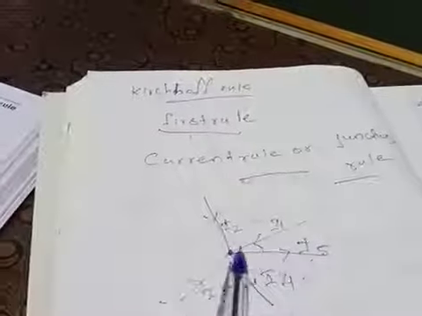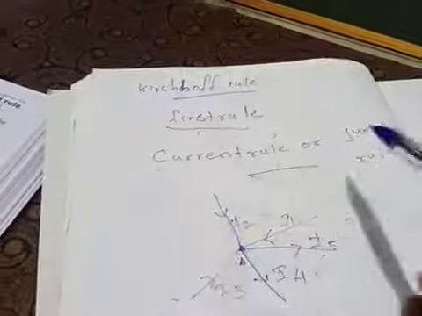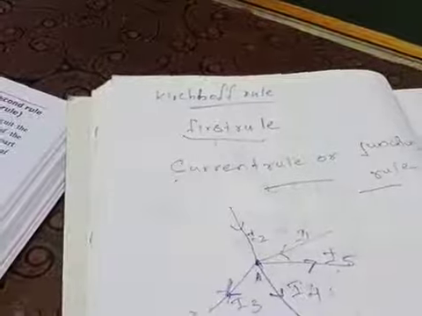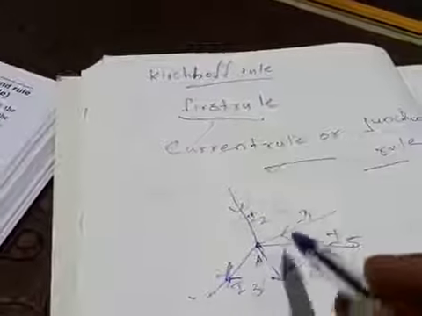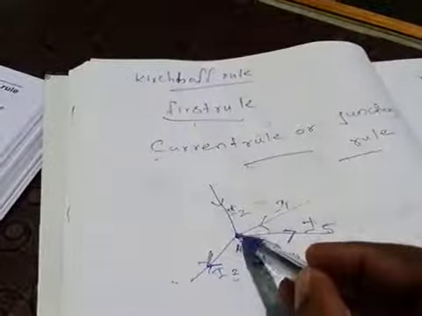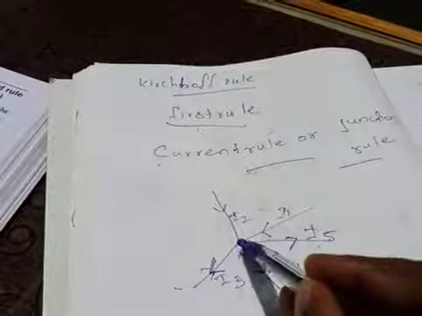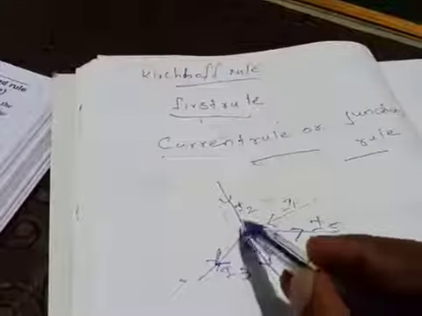Let us see that at this junction, I1 is coming towards, I2 is coming towards, I3 going outward, I4 going outward, I5 going outward. So you can tell that if you take the sum of the current reaching at any junction, it is 0. That is Kirchhoff's first rule.